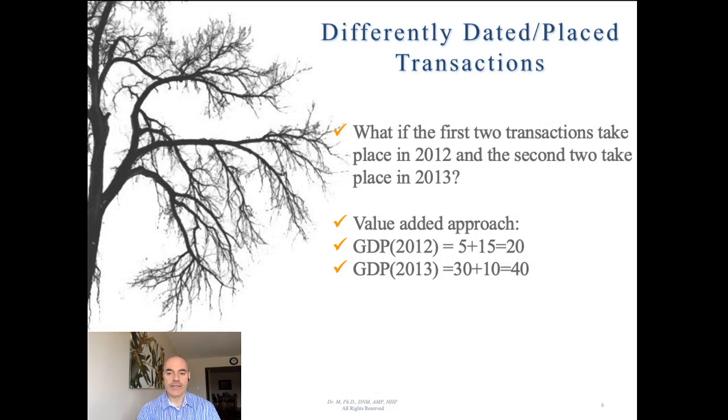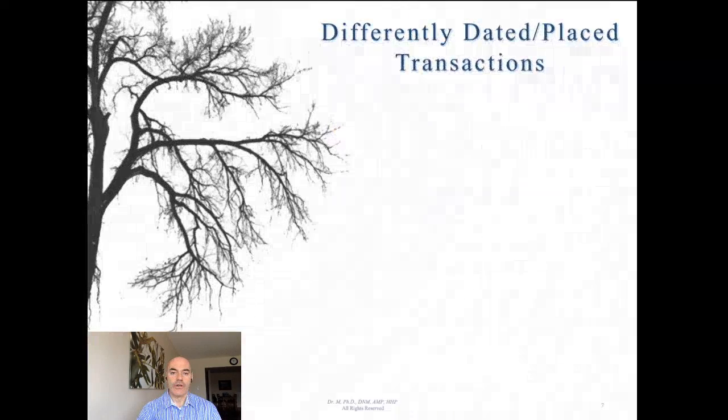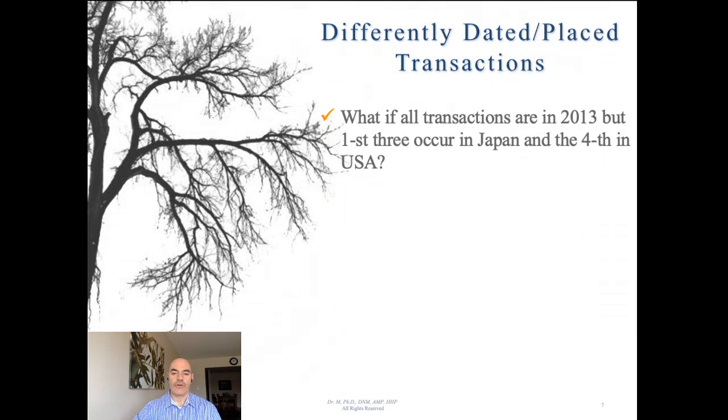Now let's consider a different case. What if all transactions are recorded in 2013, but the first 3 occur in Japan and the 4th in the United States, which is very typical for car production? How do we go about it?